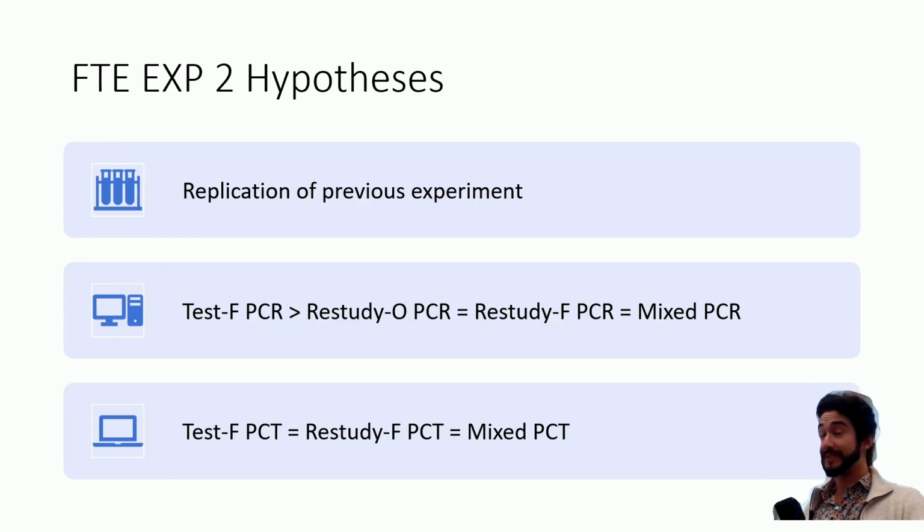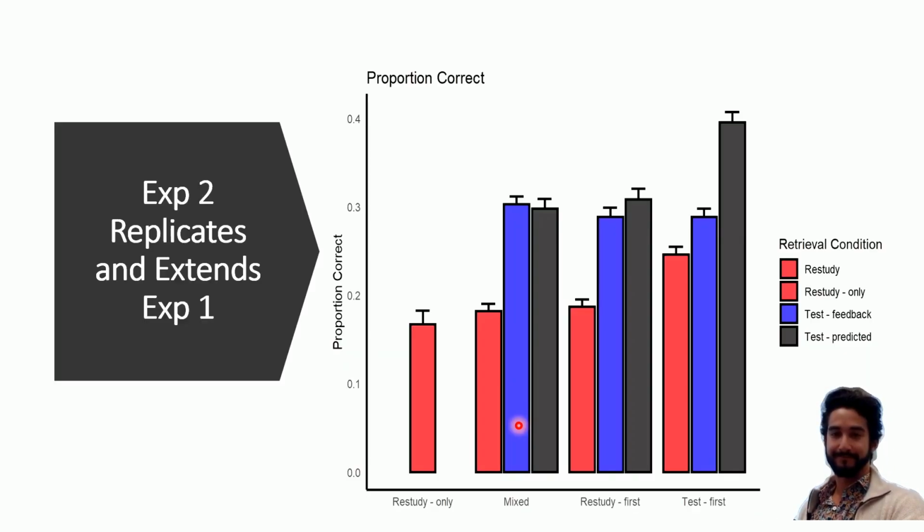So we want to replicate our previous findings, and formally we'll first see the test first group, the PCR values is greater than all the other three groups. We also predict that those PCR values for the other three groups will be equivalent, and that the PCT values will be equivalent for the three groups. There's no PCT values for the restudy only group because there's no testing. They can't have PCT values.